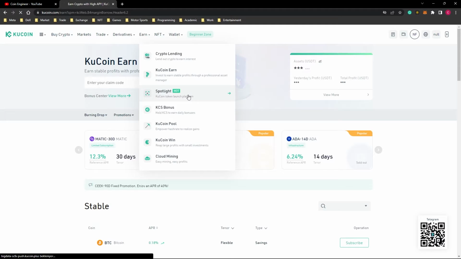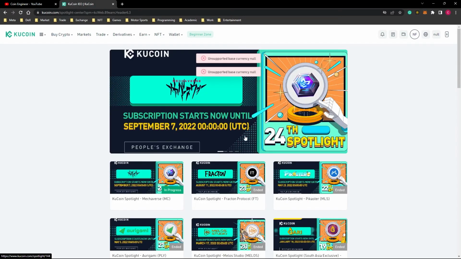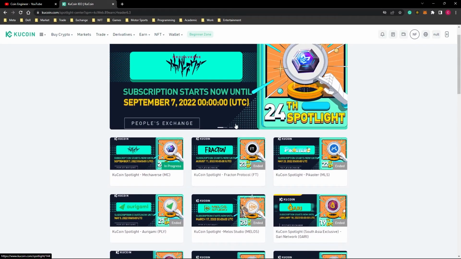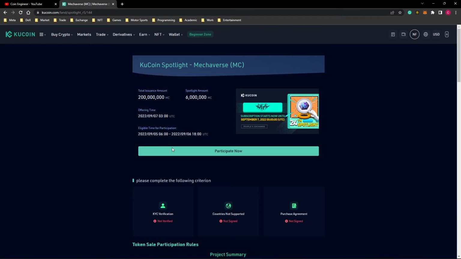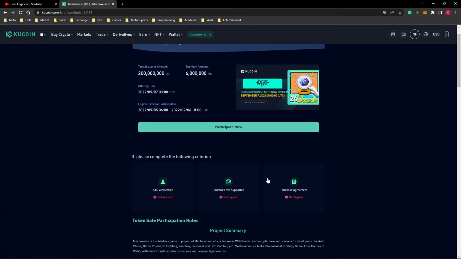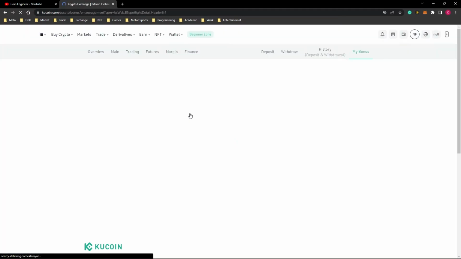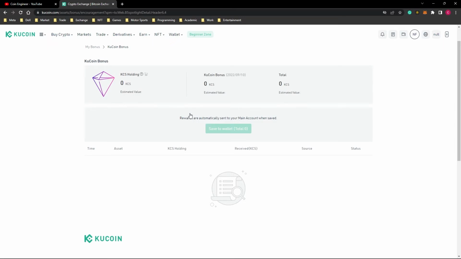Now we have the KuCoin Spotlight. KuCoin Spotlight is a launch platform and it is well known for its highly profitable token listings. Through this portal, you can participate in the new token listings and get a chance to receive airdrops. But you must complete these requirements, and also you can watch our pre-sales playlist to learn more about new token listings. KuCoin uses its native token and you can earn additional rewards by holding KCS tokens, and all of these rewards go to your main account.